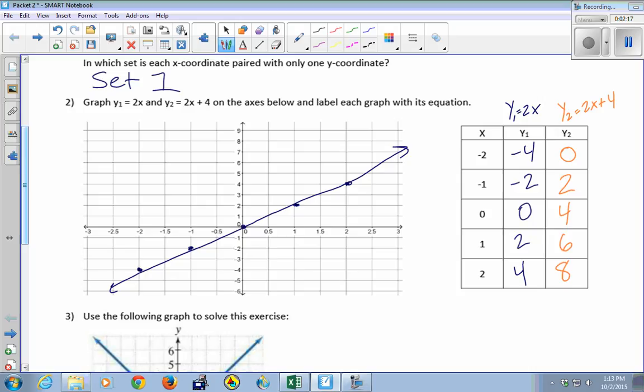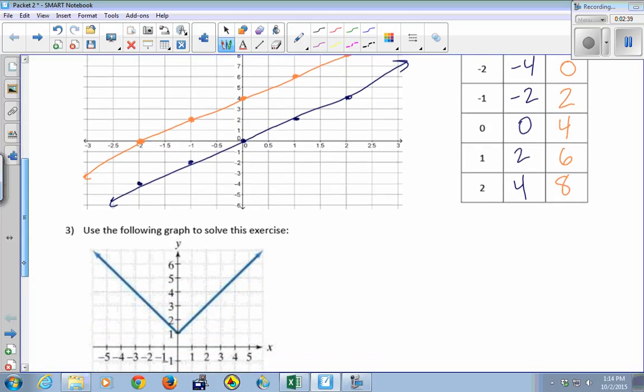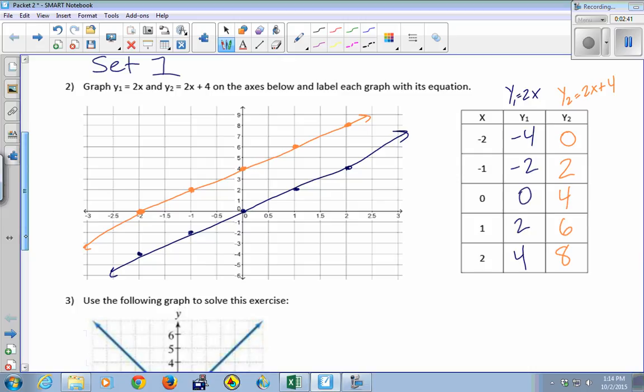So I have -2, 0, -1, 2, 0, 4, 1, 6, and 2, 8. Connect those with a nice straight line. Yeah, they're parallel.